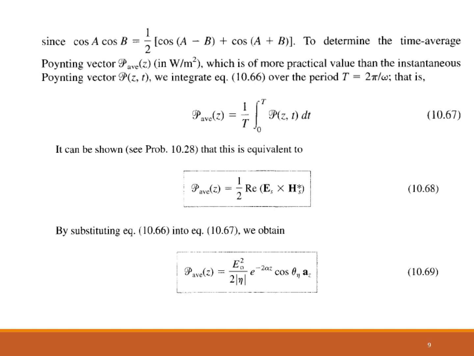Now, continuing with our explanation. If you apply equation 10.67 by substituting the expression for P of z,t which we have obtained, and integrate within the limits 0 to T, where T is substituted as 2 pi by omega, you can just try it out. The final answer that you're going to get is as shown in equation 10.69. So what does this equation 10.69 give us? It gives the time average Poynting vector in watts per meter squared.